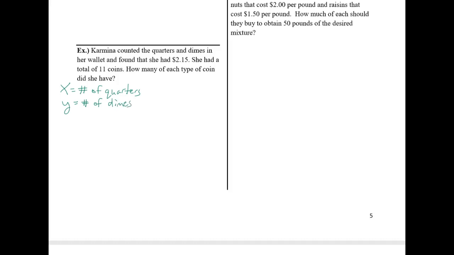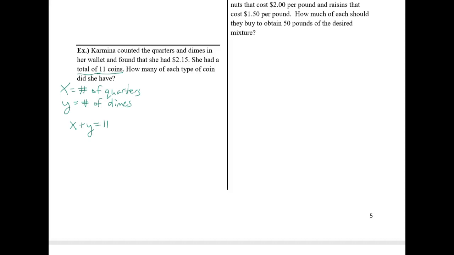Alright, now that we know what our variables are, we can start writing our equations. The first equation is going to deal with the total number of coins that we have. So the number of dimes plus the number of quarters is going to equal the total number that we have. So x plus y has to be 11 because we only have 11 coins in our wallet.